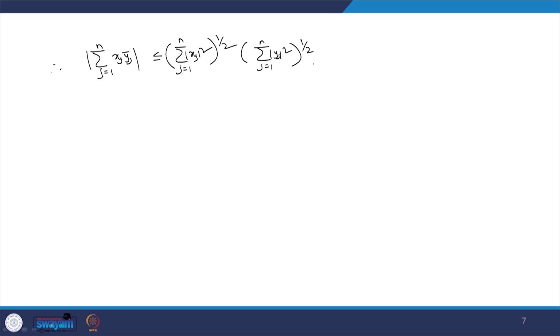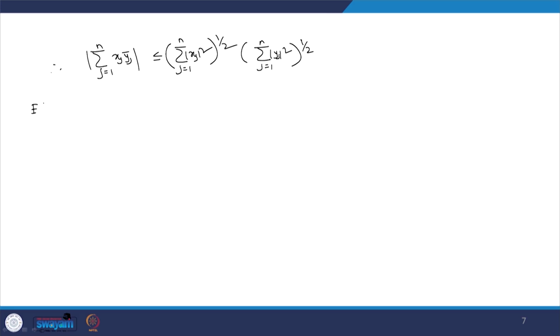According to the Cauchy-Schwarz inequality, the summation over j equal to 1 to n of xj yj bar, in modulus, will be less than or equal to the square root of the inner product of alpha alpha, into the square root of the inner product of beta beta. The inner product of alpha alpha is the sum over j equal to 1 to n of xj into xj bar, that is mod of xj square, this whole power 1 by 2, into again the sum over j equal to 1 to n of mod of yj square, this whole power 1 by 2. Now, this is over our Fn.